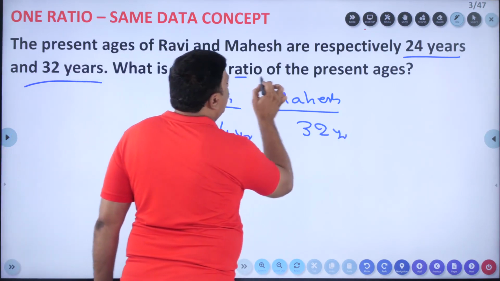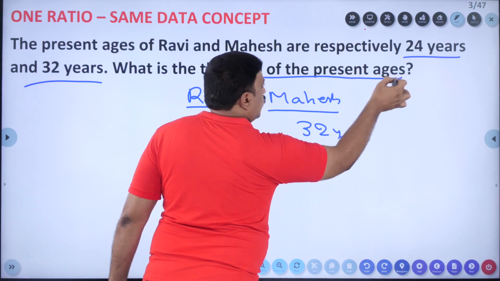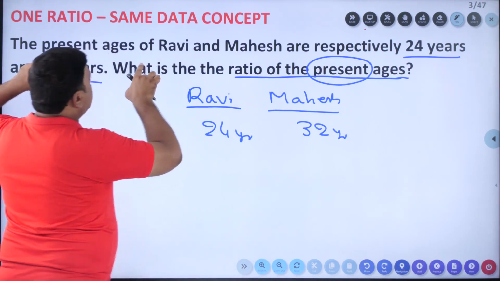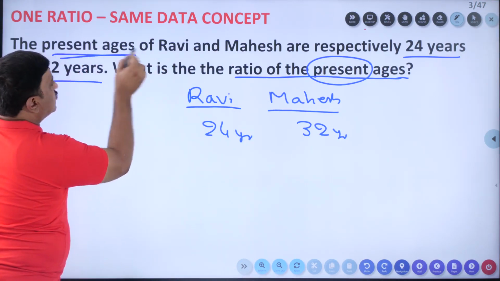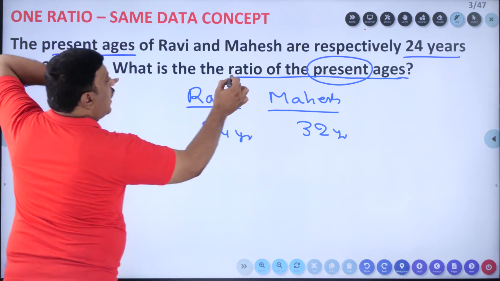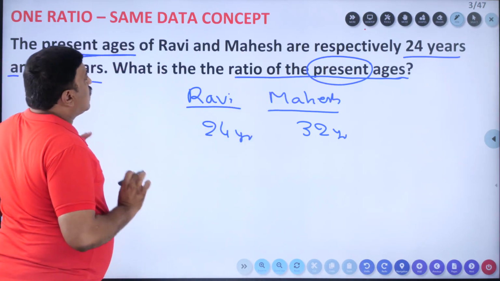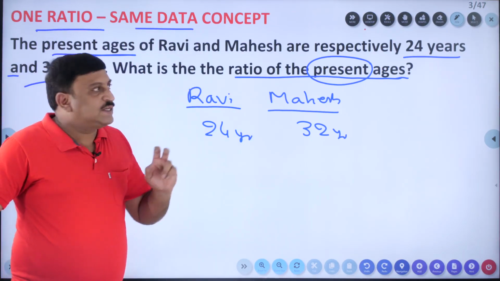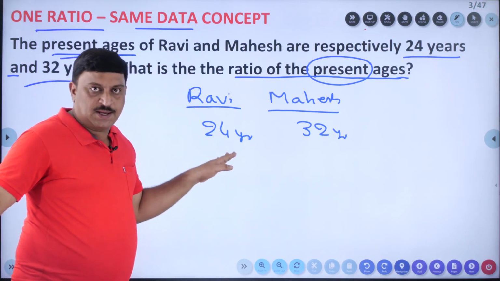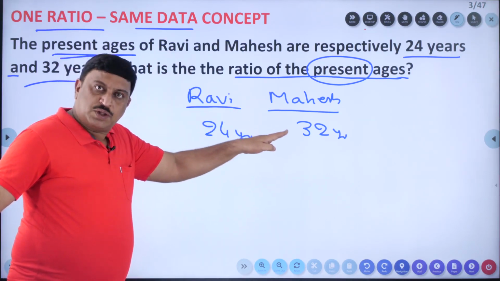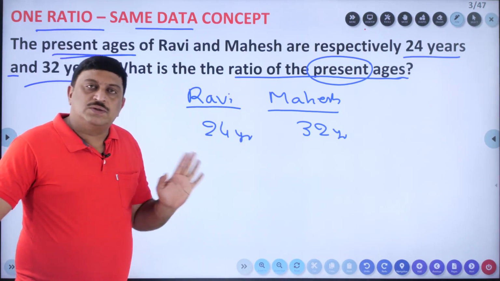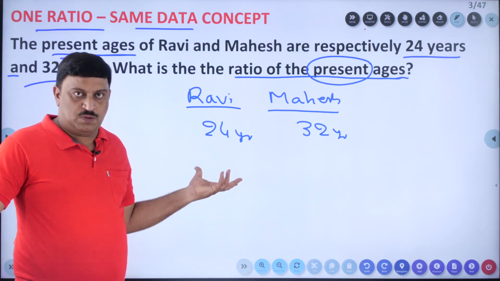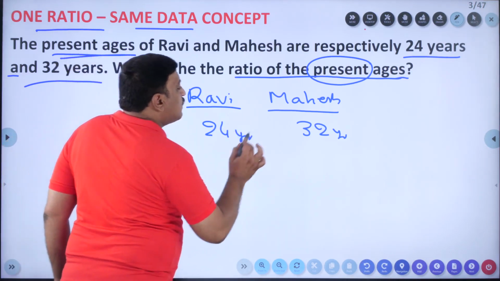What is the ratio of their present ages? Have they given here the present ages? Yes, present ages of Ravi and Mahesh. Their ratio is again of present ages. So that's why I named it one ratio, same data. Clear? Since they have given the present ages and they're asking about the present ages ratio only, there is nothing to worry about. Straight away give the simplified form of the ratio of their ages, right? How to go with the simplified form?